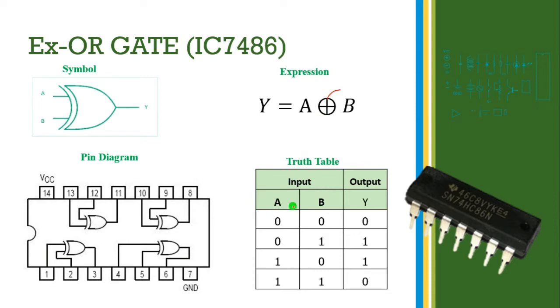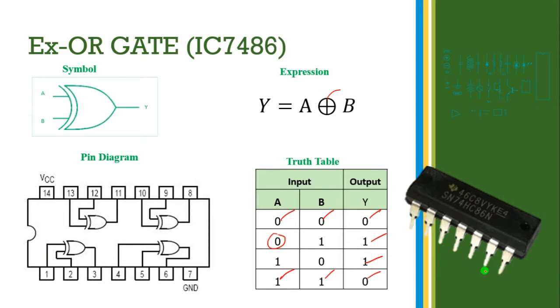This is the truth table, A, B and output Y. If both the input values become the same, the output value becomes 0. Kindly note it down. If both the input values are the same, the output value becomes low, that means 0. Otherwise, the output value becomes high, that means 1.